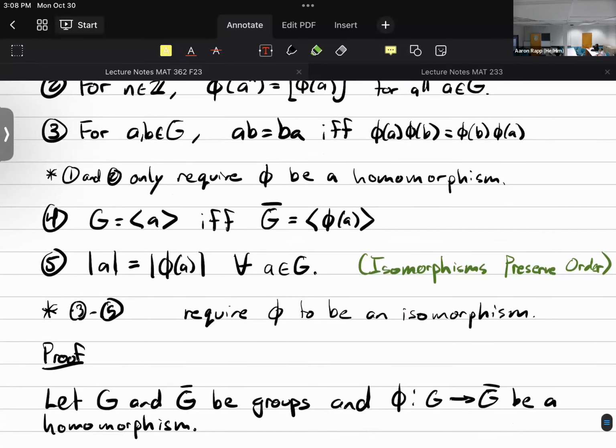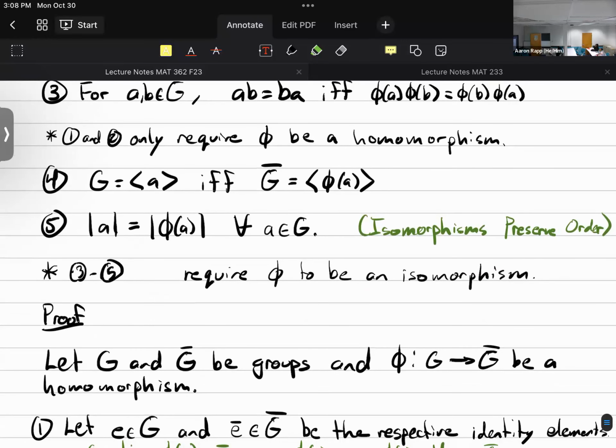Fourth one, if group G is generated by some element a, then the group that is isomorphic to it is also generated by the image of that element a. And what is the last one telling us? The order. The order of a is equal to the order of phi of a. It preserves the order too, right? Whatever the order of an element is in my group G, whenever I map it through to the new group, which we're just calling G bar, it should have the same order.